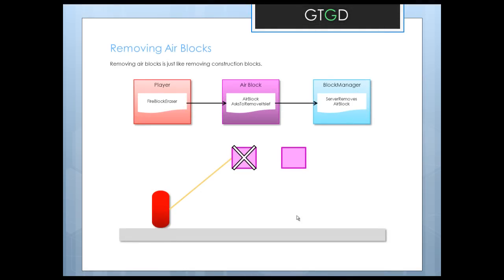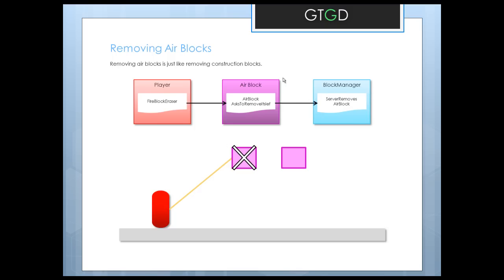We're on to our second objective, which is about removing AirBlocks. Very simply, we have the BlockEraser weapon that you remember. Now this script needs to get updated so that it can recognize the AirBlock and be able to inform the AirBlockAsksToRemoveItself script that it has been hit. And once the script knows that it has been hit, it'll then inform the ServerRemovesAirBlock script to remove it from the game.